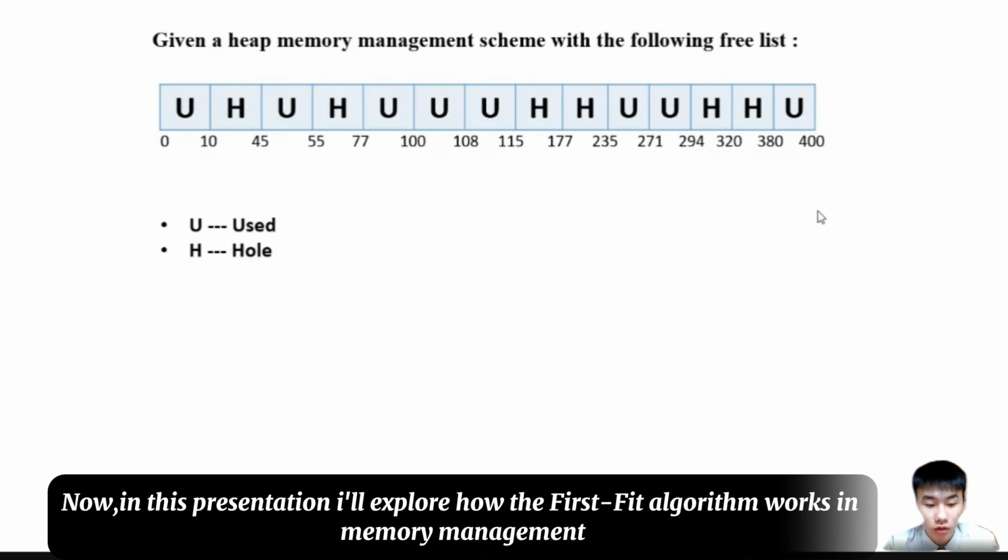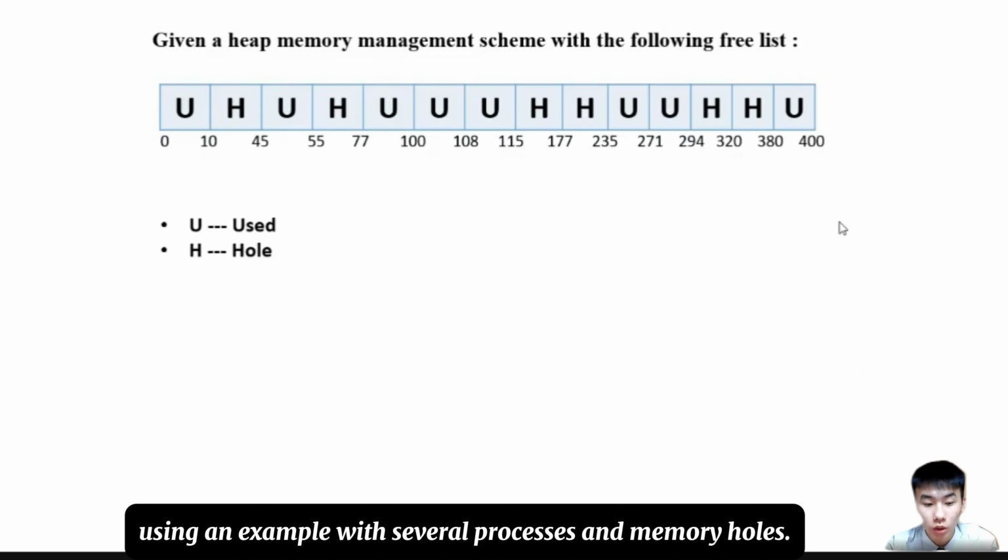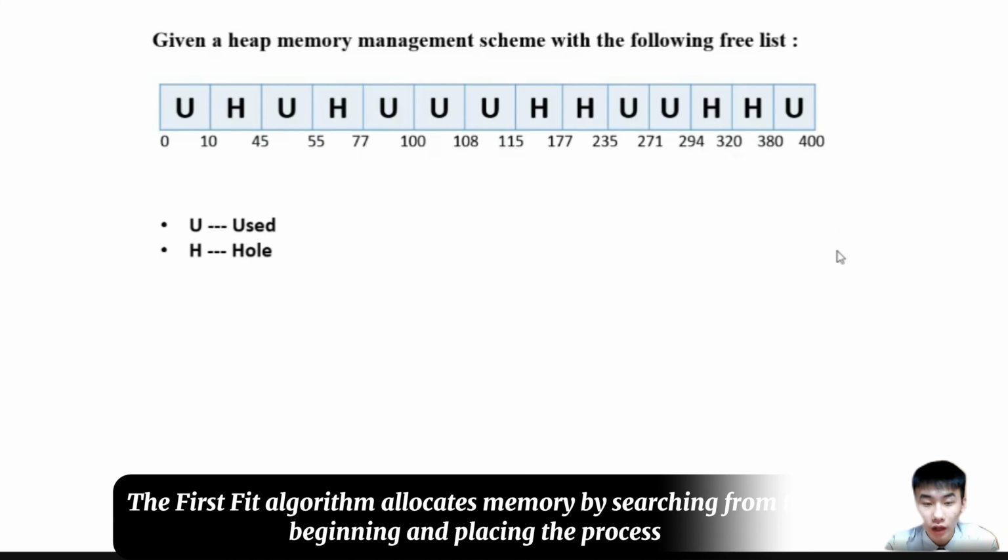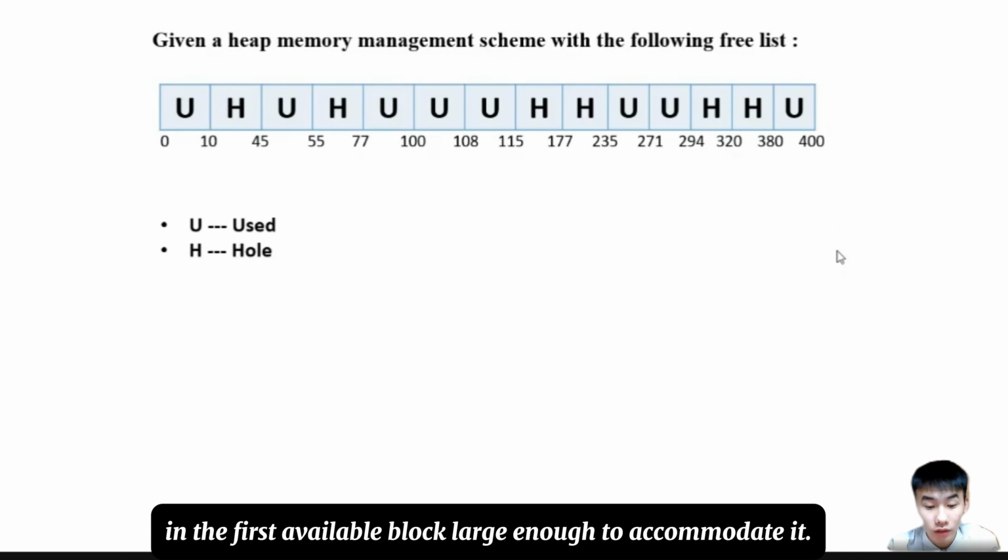Now, in this presentation, I will explore how the first-fit algorithm works in memory management using an example with several processes and memory holes. The first-fit algorithm locates memory by searching from the beginning and placing the process in the first available block large enough to accommodate it.